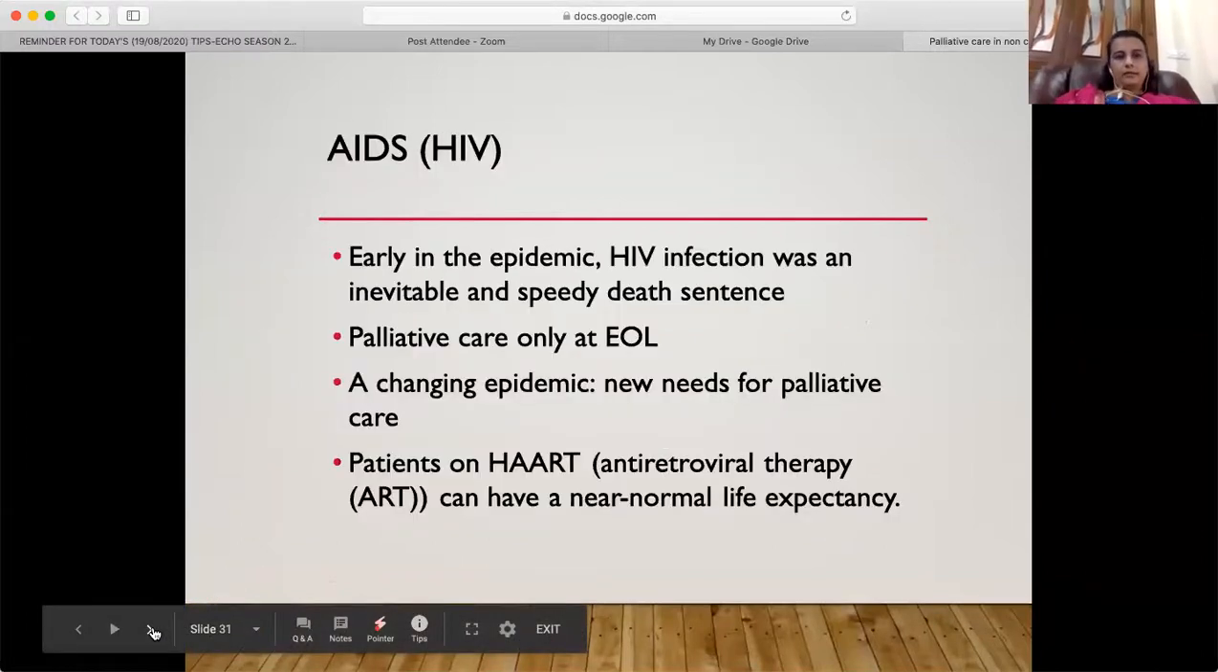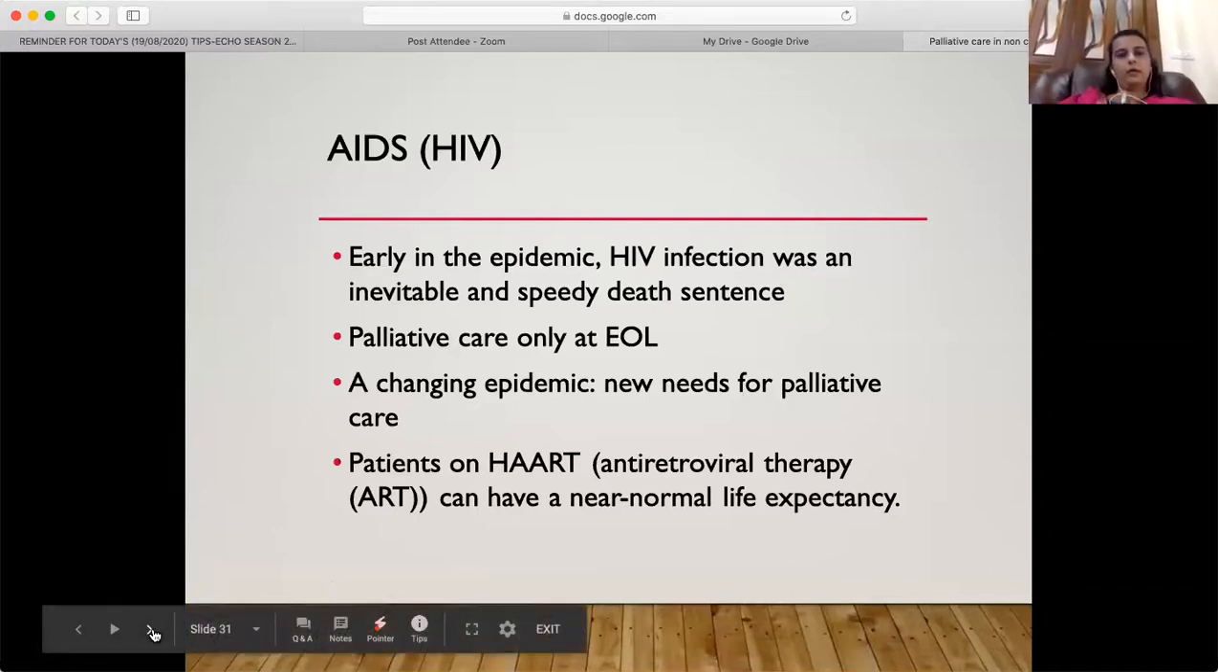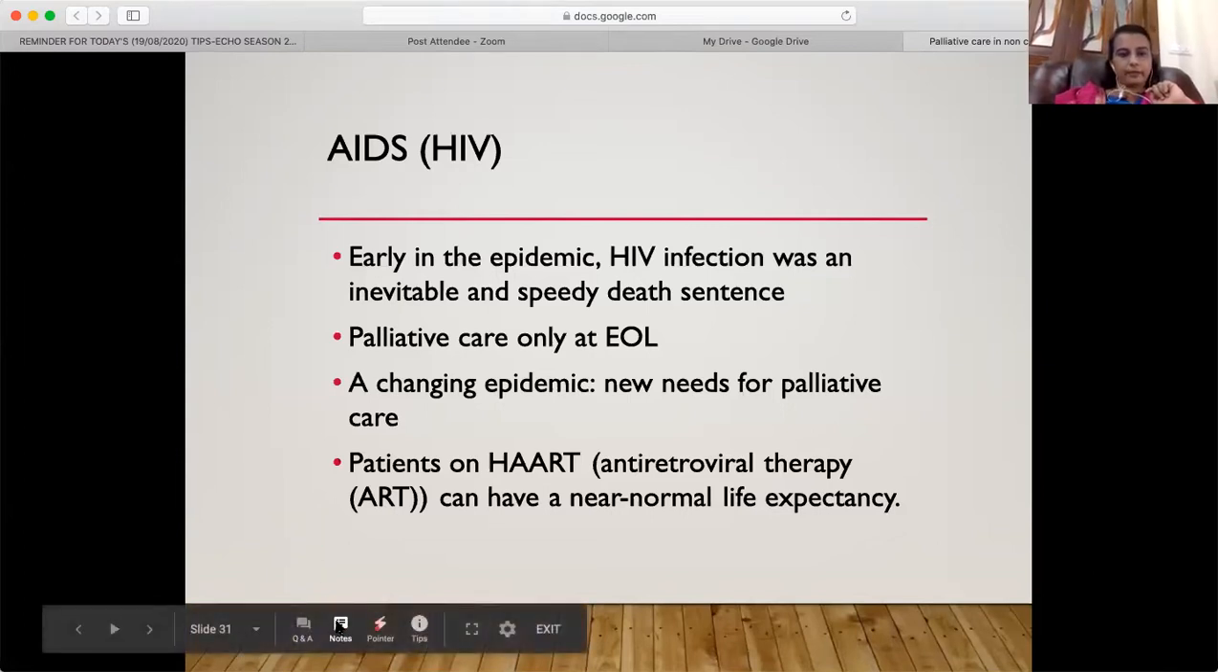Okay, coming to HIV or AIDS. Here we all know how AIDS has changed. Early in the epidemic, HIV infection was considered to be a speedy death sentence, and because things were changing quickly, palliative care was only at the end of life. Now things have changed. With HAART treatment, patients can even have a near normal life expectancy. But still, palliative care has an important role in managing the symptoms.